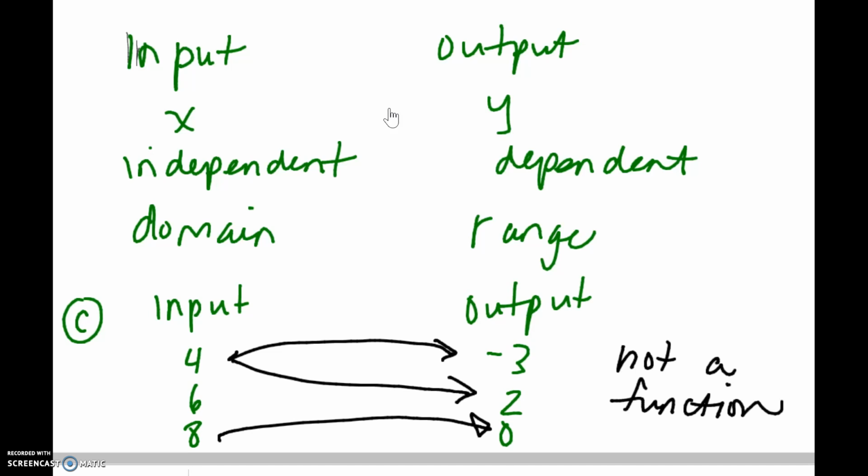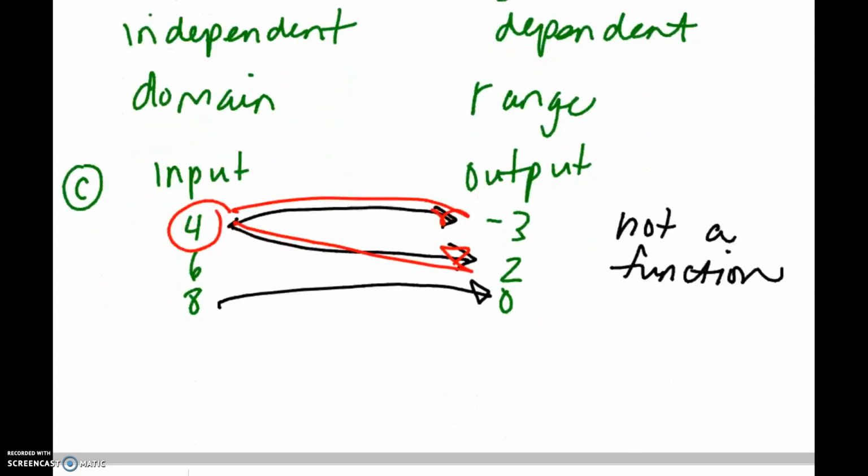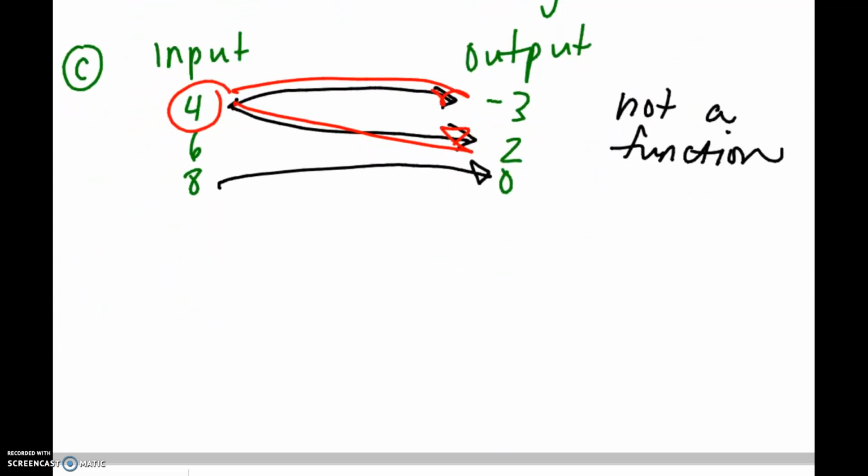Why not? It's not a function because this 4 maps to -3 and to 2. So the 4 is repeating, which means it's not a function. What would this look like written in ordered pair form if I didn't want to write the relationship using a mapping diagram? It could have been written in ordered pair form.